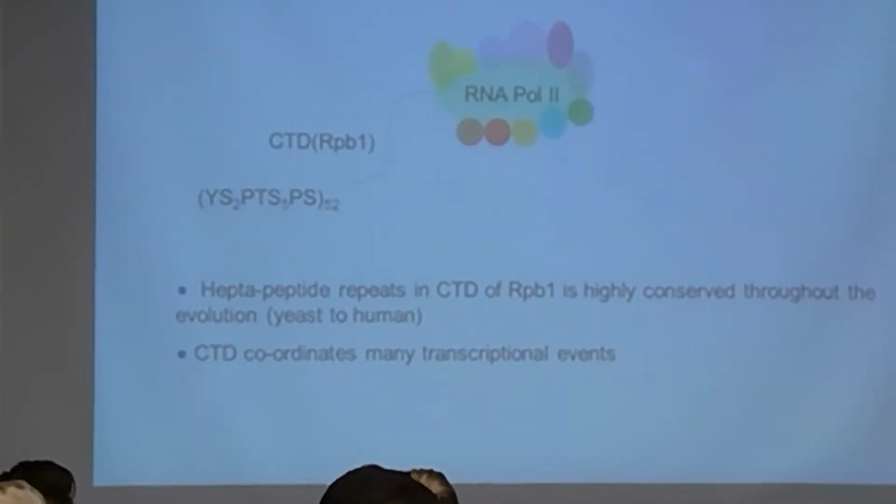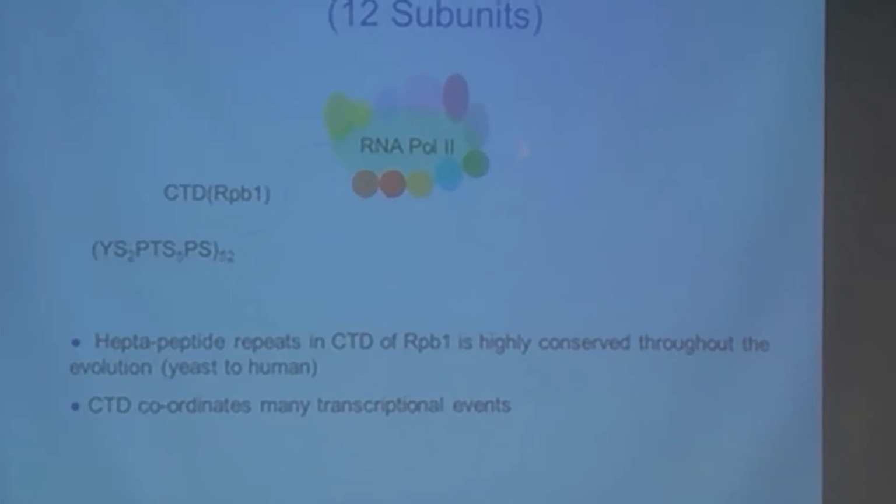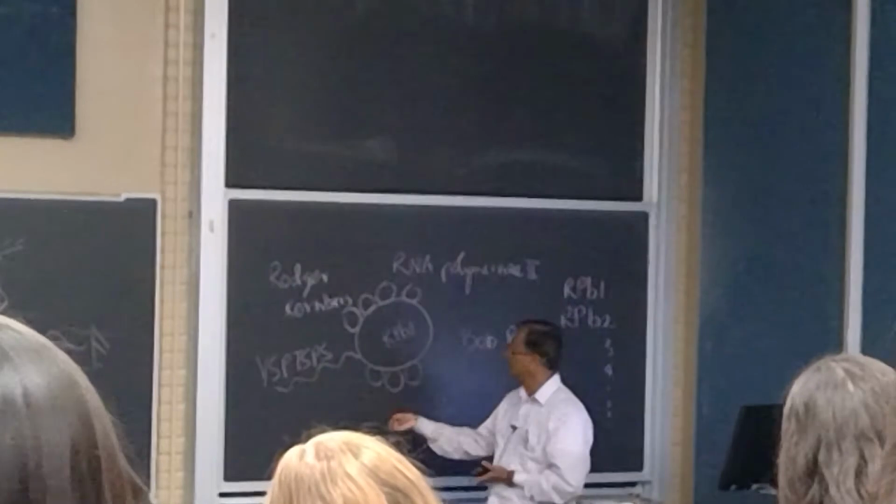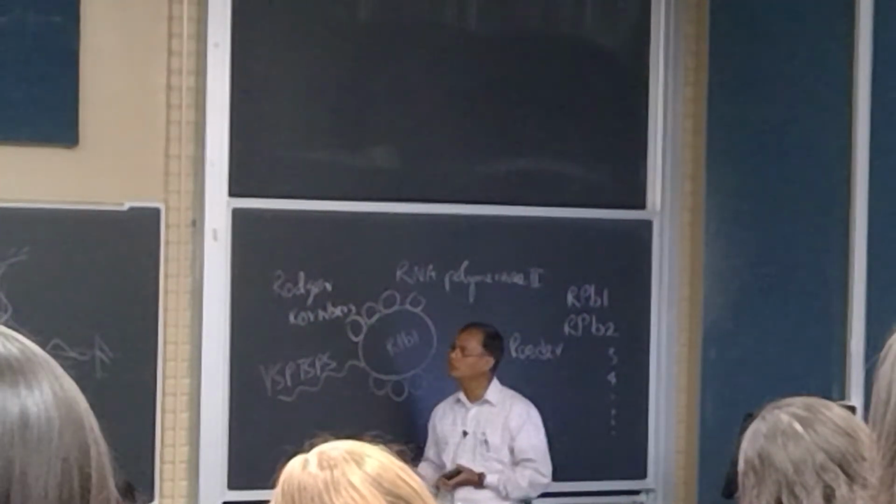So yeast, eukaryotic, it doesn't matter, yeast or human, they have 12 different subunits. One of the largest subunits is called RPB1. Every protein has a C-terminal domain, which is called CTD. Correct? Very interesting, in the case of RNA polymerase II, the CTD has a repeat sequence. The C-terminal domain of RNA polymerase II, the CTD, has the heptapeptide repeat YSPTSPS. Yes, there is serine at the 2, 5, and 7 positions.